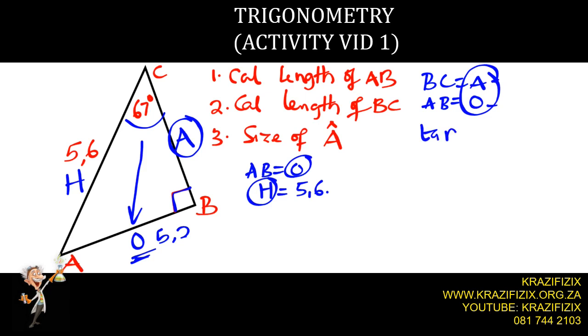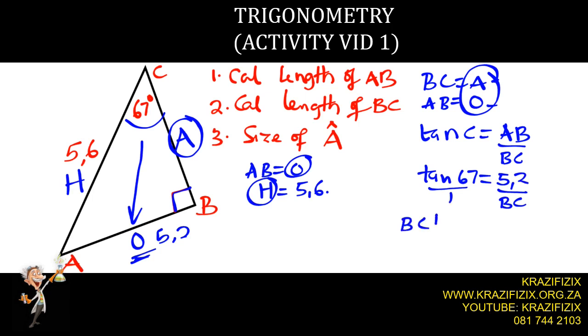So, can I then say tan C is opposite AB over adjacent BC. Now, if we substitute tan 67, what is my AB? 5,2 over BC. If we cross multiply, because it's over 1, remember? We would have BC tan 67 equals 5,2. Divide both sides by tan 67. What do we have? 5,2 over tan 67.